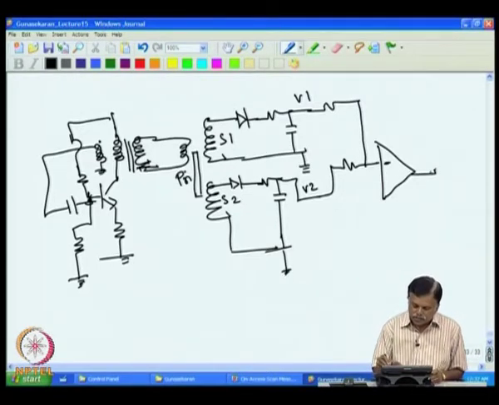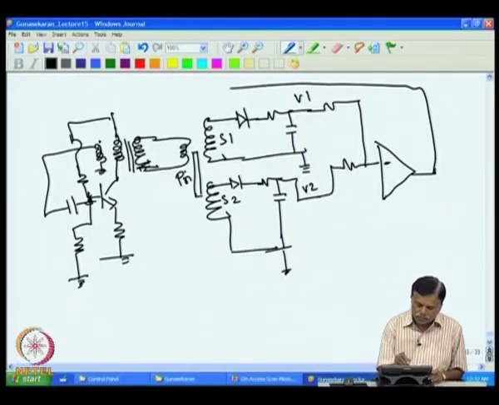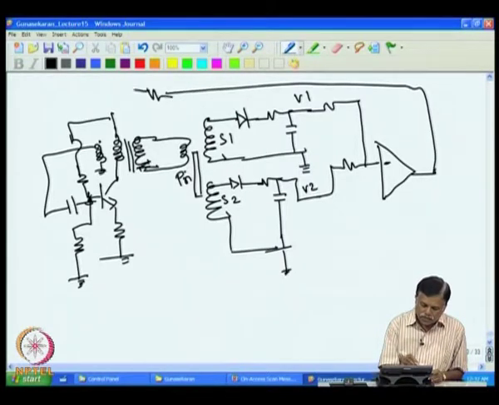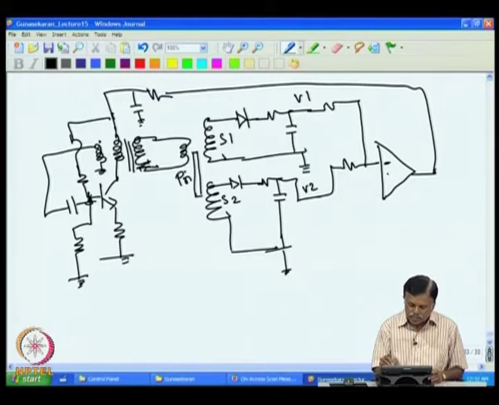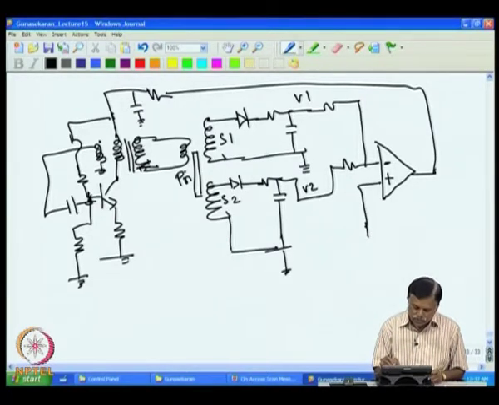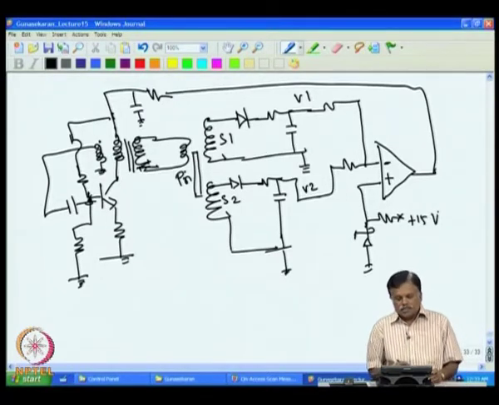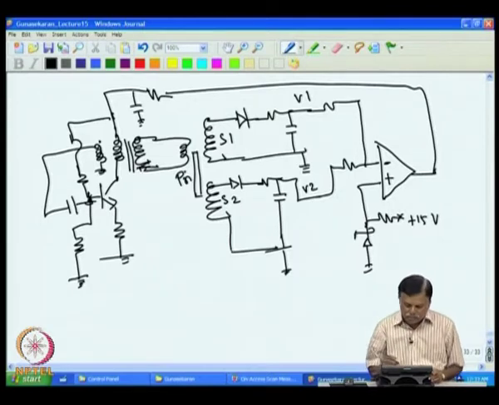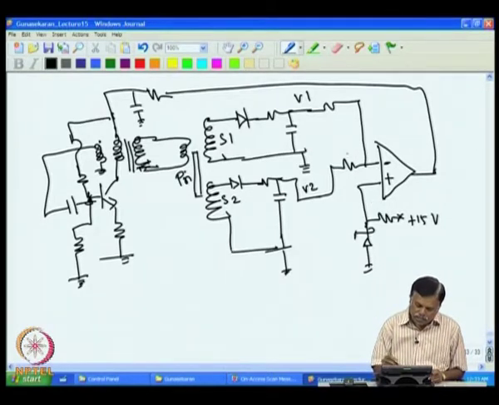This I can connect to the... I will only have one RC to filter the oscillations. So, this is to be given to the reference voltage. Now, this is the basic circuit. What we are trying to do is rectify this and get a DC voltage here, rectify this and get a DC voltage here.